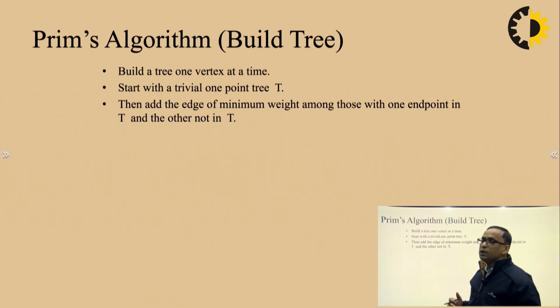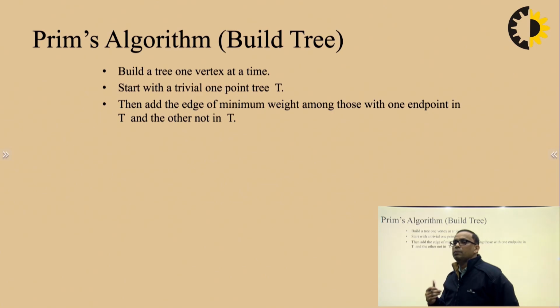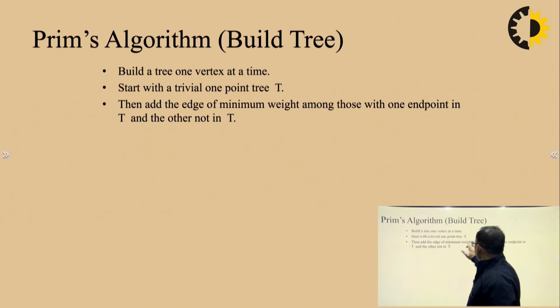Next one is Prim's algorithm. How can we apply Prim's algorithm on a given weighted graph to find the minimum spanning tree? The main concept of Prim's algorithm is that we build a tree one vertex at a time. It means in the case of Prim's algorithm, we build the tree on a vertex by vertex basis. Start with any vertex in the tree. Then add the edge with minimum weight among those with one endpoint in the tree and another which is not in the tree.